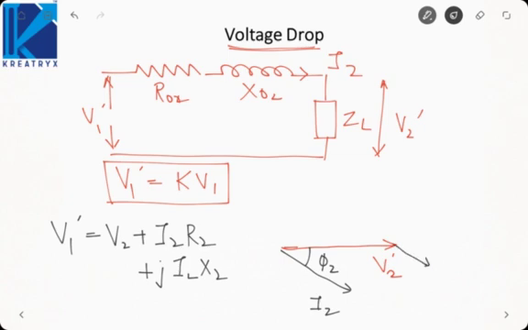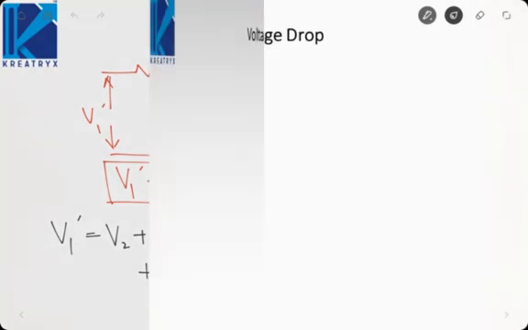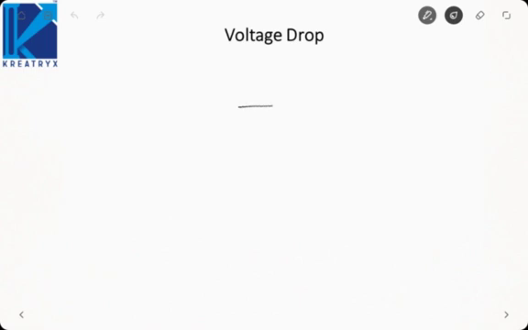I2R2 is like this, then jI2X2 is like this. Okay, R2, or we can say R02. Then this will be my V1 dash. This will be the phasor diagram for the lagging load. Now I need to approximate the voltage drop between V1 dash and V2 dash. So let me draw this phasor again here.